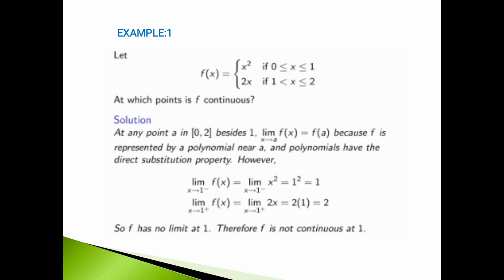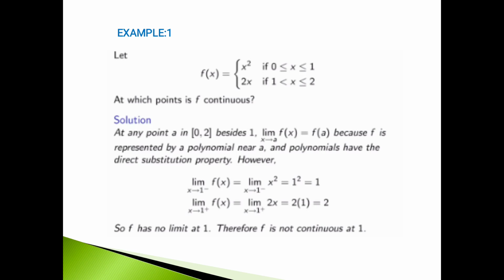And the second interval, 1 less than x less than or equal to 2, the function is 2x. At which point is f continuous? Solution: in this example, we have the closed interval [0, 2]. So we have to calculate at x equal to 1. The definition of a continuous function is limit as x tends to a of f(x) equals f(a). Now we have to check the continuity at x equal to 1.